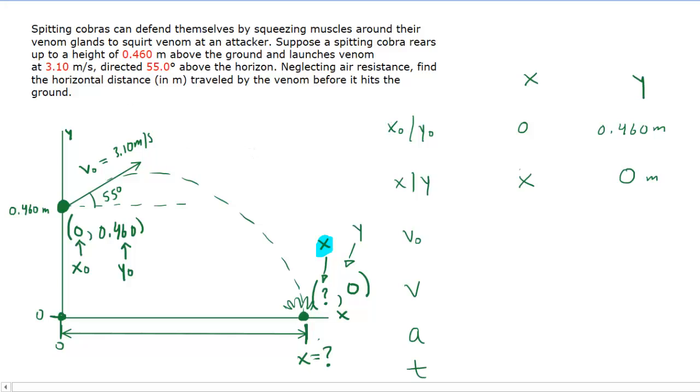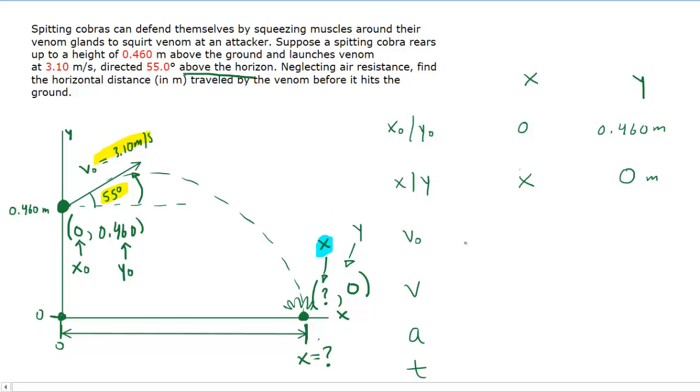Now, for the initial velocity, most of us know that to find the initial velocity for the X direction, we simply take the given speed and then multiply that by the cosine of the launch angle. Notice this launch angle is above the horizontal or above the horizon. So that means that that angle is measured in a counterclockwise or positive fashion. If the venom had been launched below the horizontal, you would have actually used a negative 55 degrees rather than positive. But in this case, it's above the horizon, so it is a positive angle.